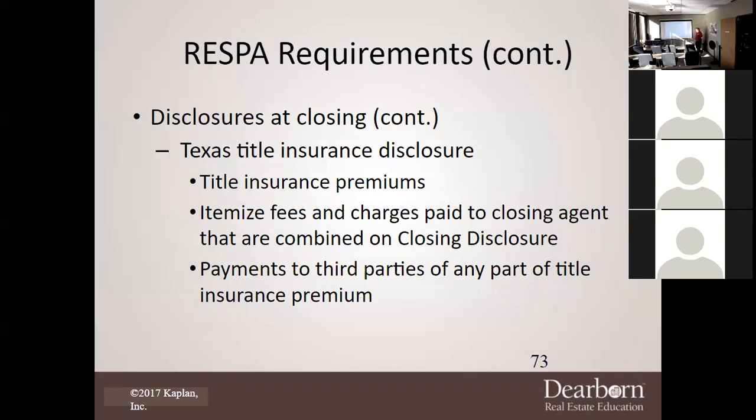In regards to Texas title insurance disclosures, there are title insurance premiums that must be paid. Now, let me explain something. People always ask me, how do you pick a title company? Well, Miss Linda, how do you pick a title company? They all charge different fees, right? No, not normally, they're about the same. They're all the same. All fees are going to be the same.